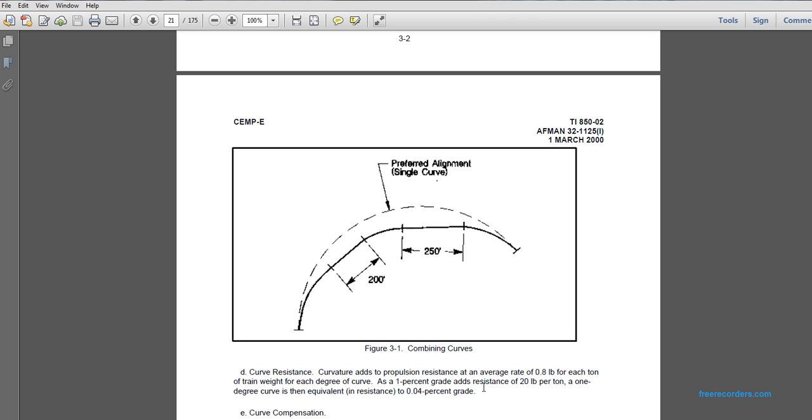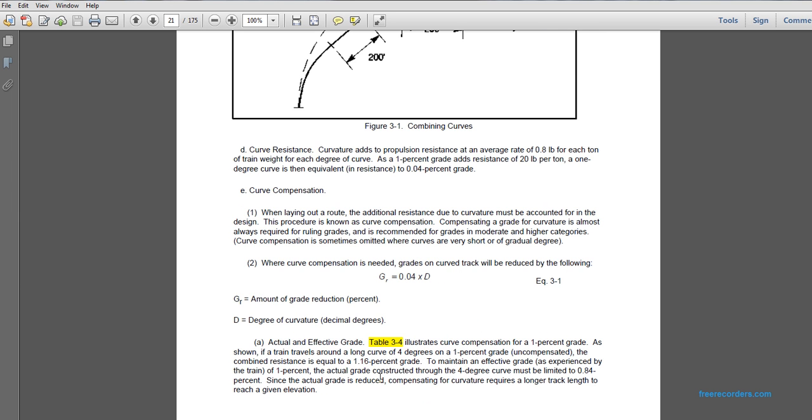As a 1% grade adds a resistance of 20 pounds per ton, a 1 degree curve is equivalent in resistance to a 0.04% grade. Curve compensation. When laying out the route, the additional resistance due to the curve is to be counted in the design. The procedure is known as curve compensation. Compensation as a grade for the curvature is also required.